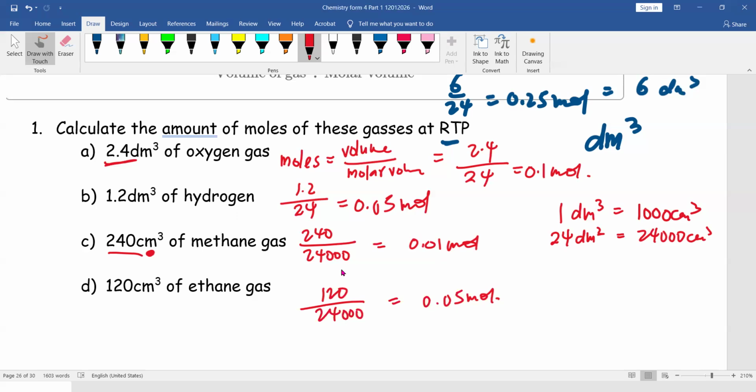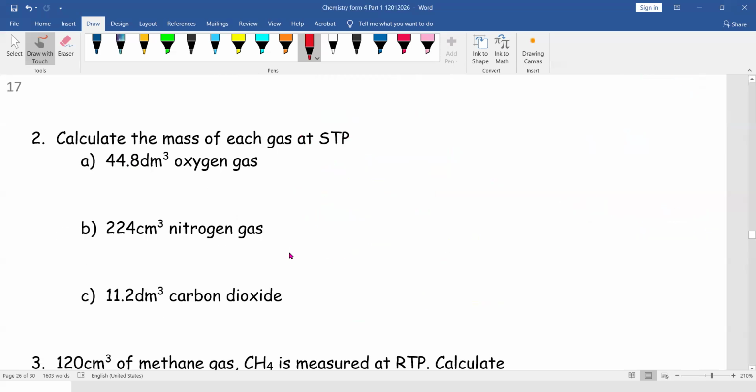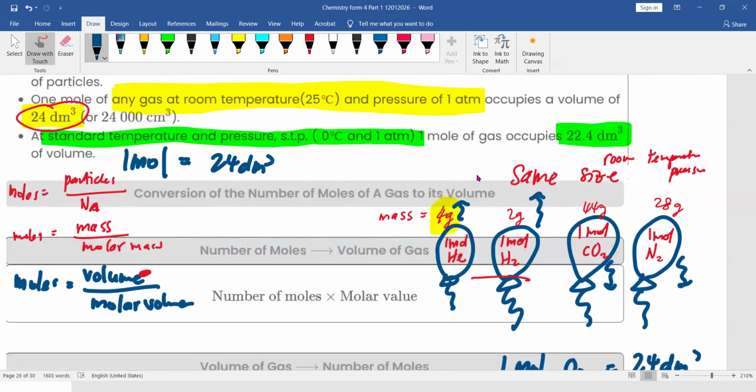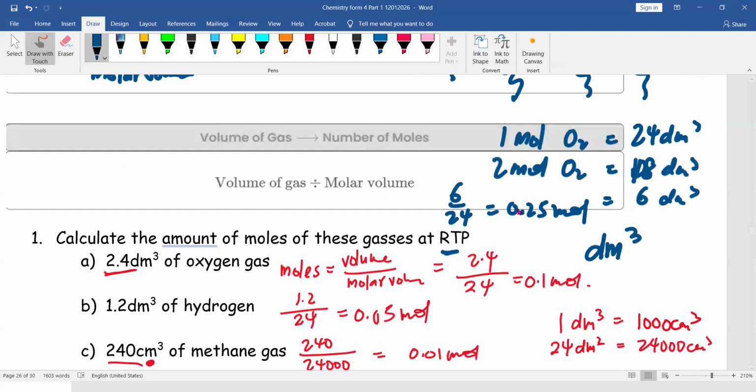Yes. Okay, now this is STP. STP is standard temperature and pressure. You don't need to memorize these values, but they will give them on top there, 22.4. STP, standard temperature and pressure, is 22.4 decimeter cube.